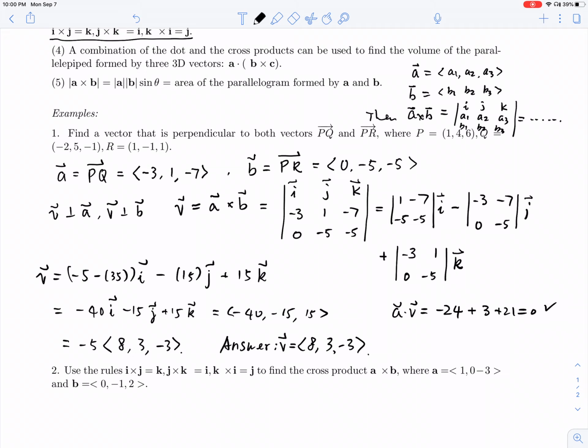It's checked. Okay. How about b dot v? That's going to be 8 times 0 is going to be 0. And this is negative 15 and plus 15. And that's going to be 0 again. So it's checked. Everything is okay. All right. Let's pause and then we move on to the next problem.